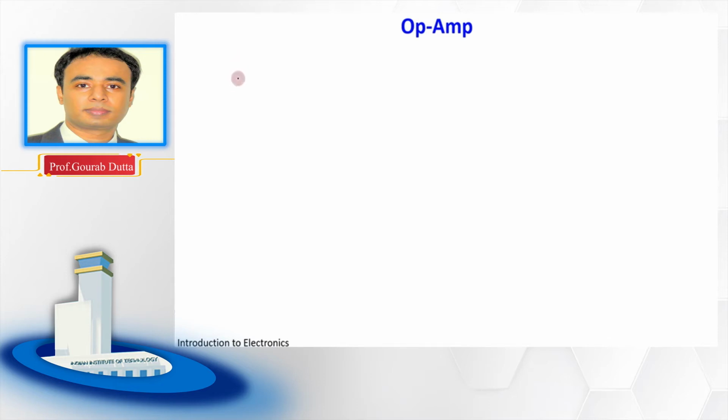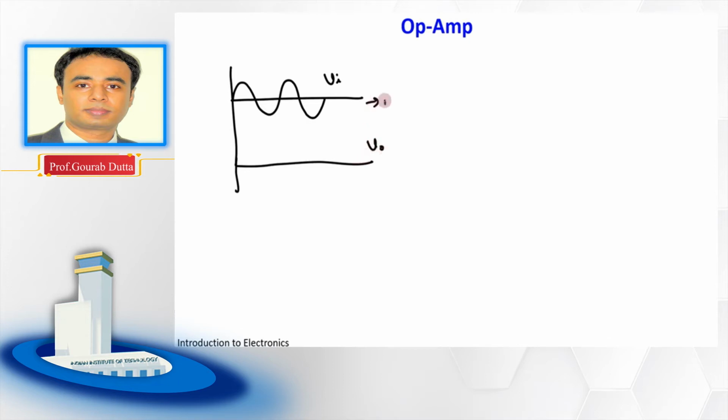Suppose for the same integrator circuit, we apply a sinusoidal input signal, like this. This is Vi, the input to the integrator. Then can you comment what will be the output voltage waveform? V naught, versus time.